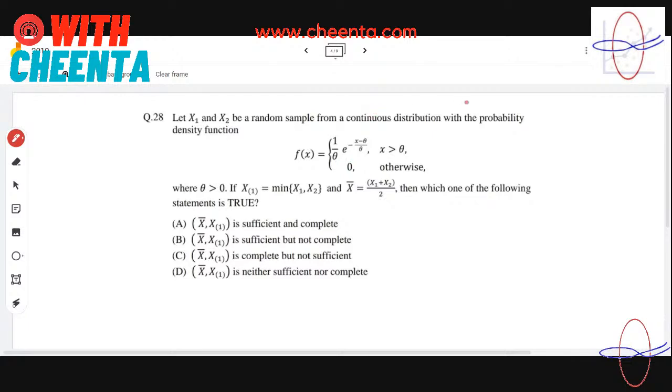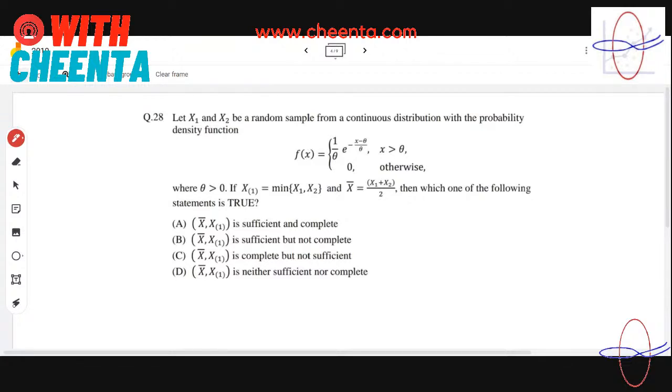So X1, X2 is a random sample from a continuous distribution with probability density. So what can you tell me? What is this distribution? This is called the shifted exponential. It's just a location family. If theta was not there, it's an exponential. So it's an exponential with parameters theta comma theta. Okay, the shifted exponential family, except the exponential distribution.